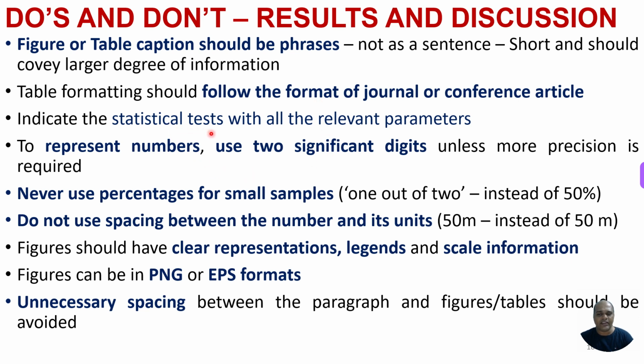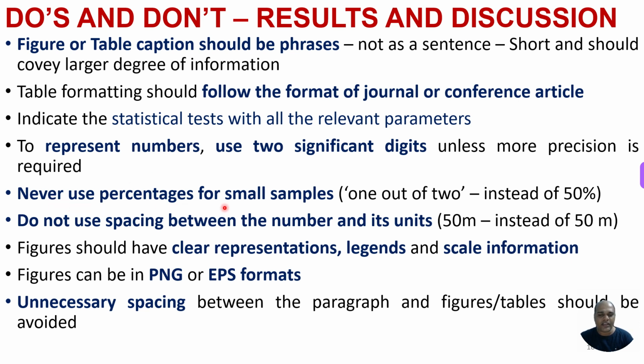Indicate the statistical test with all the relevant parameters. To represent numbers, use two significant digits unless more precision is required. So if I want to specify a number like 23.52, it is better to limit it to two digits after the decimal point. I need not put it as 23.52846. Until such precision is required, no need to specify that. So try to limit your digits after the decimal point to two.